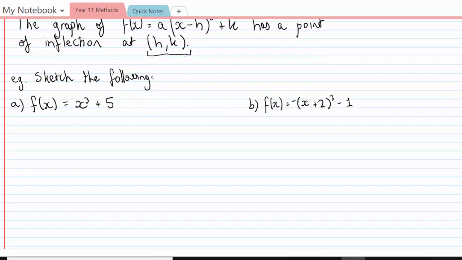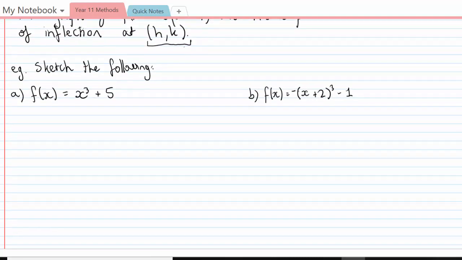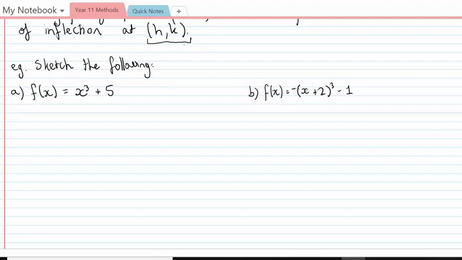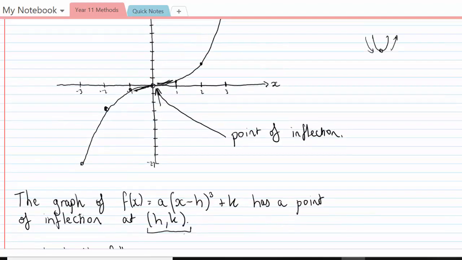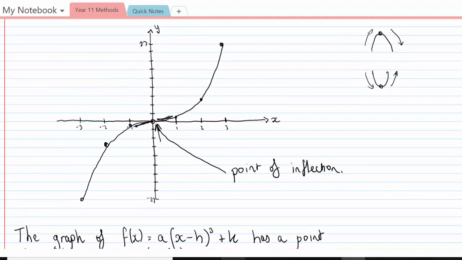To begin with, f of x equals x cubed plus 5. Hopefully from your understanding of quadratic equations, you'll recognize that this works in exactly the same way. When we have a plus 5 on the end of the equation, it translates the graph 5 units upwards, or to be really formal about it, 5 units in the positive direction of the y-axis. So it's going to be this shape moved up 5 units.